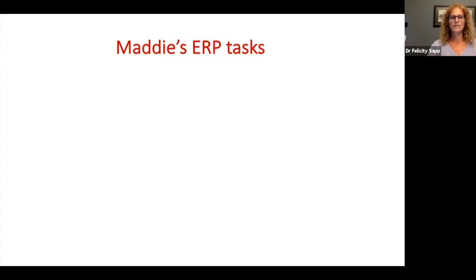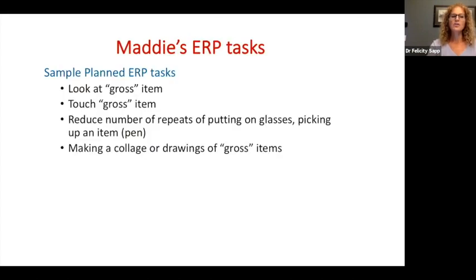So some of her planned ERP tasks were looking at gross items, touching the gross items. And again, even with teens, you can involve games. With her, we created a game of who can touch the grossest item, kind of like Fear Factor, but Gross Factor, and had her parents involved in that as well. She had to reduce the number of repeats that she was doing and sit with that uncomfortable feeling, and then even just doing a collage of all these gross items.